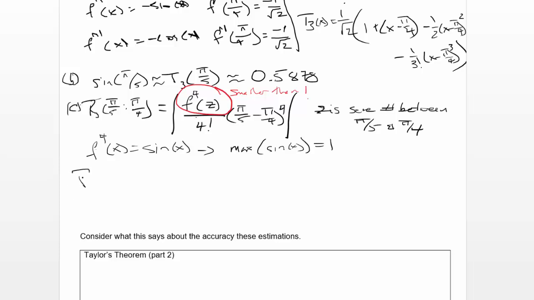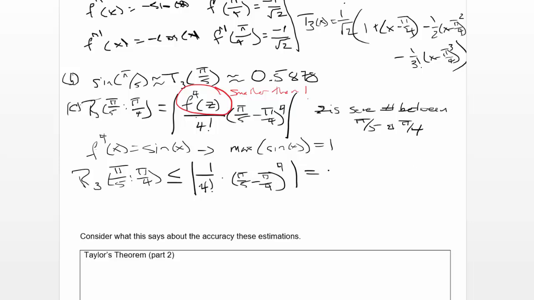Meaning that this remainder, the third degree remainder, is no bigger than if I replace this term that has a z with this way easier to deal with term that's just simply 1. 1 over 4 factorial times pi over 5 minus pi over 4 to the fourth power. This is just a number. I can figure out what this is to the fourth power in my calculator, divide it by 4 factorial, and it turns out that this value, according to my calculator, is 0.0000254.